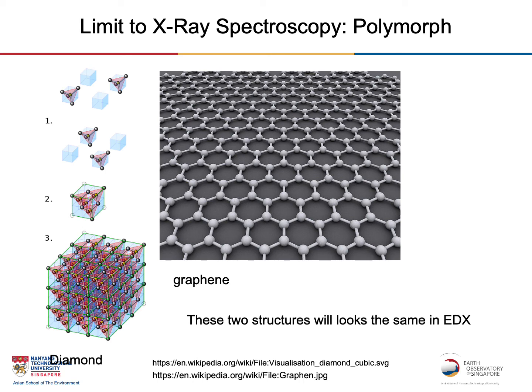Another example is we can't differentiate between graphite or carbon or diamond. Diamond makes a 3D carbon structure, whereas graphene makes a sheet of carbon bonds. Because both of them are made of carbon, they will look the same in the EDX.